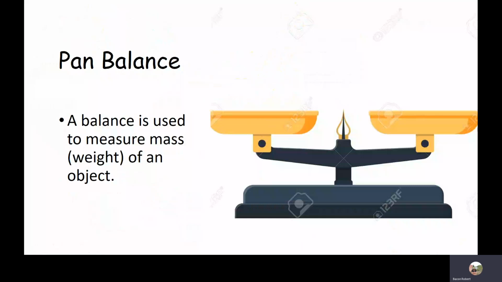This is an intricate drawing, so I'll give you some time on this one, but draw me a nice pan balance. P-A-N-B-A-L-A-N-C-E. And then tell me what you might put in here. What are you going to weigh? What are you going to figure out how much mass is in something? I know I'll hear some awesome ideas.